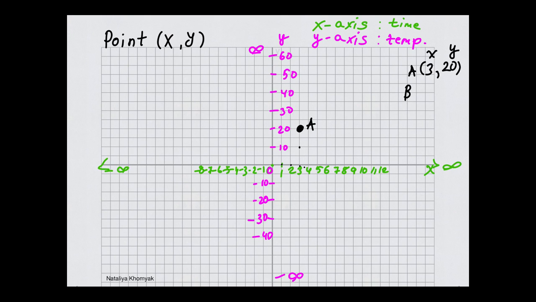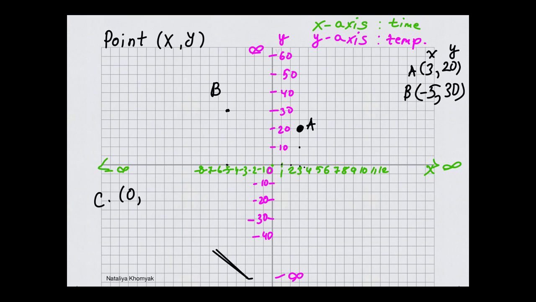Let's say we have point B, and 5 days ago, -5, the temperature was 30. So we're going to plot that. We go all the way to -5 on the x-axis, and then you want to go up to 30, and here's your second point.